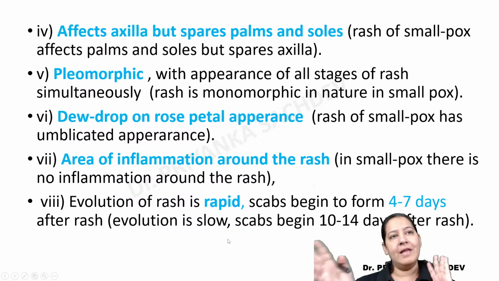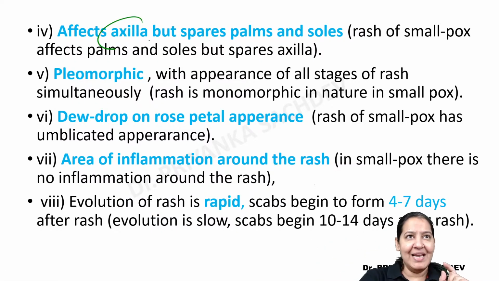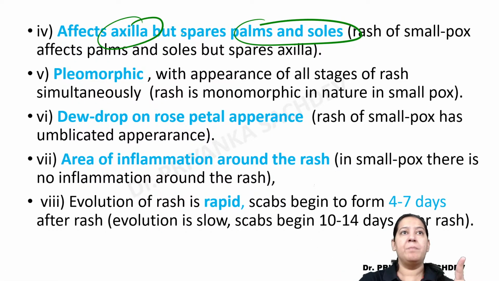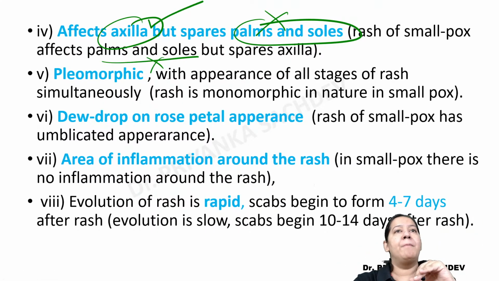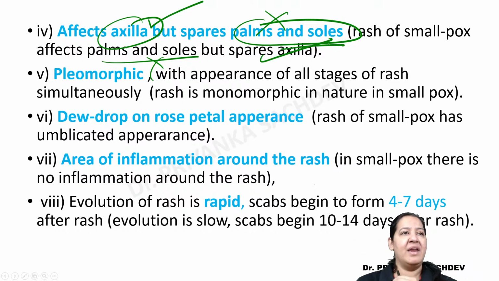Right. Now, the various parts. So, axilla and palms and soles. Here in chickenpox, the rash will be in the axilla, but not on the palms and soles. In contrast to smallpox, there the rash will be on the palms and soles, but not in the axilla. So those are the areas we can look at.